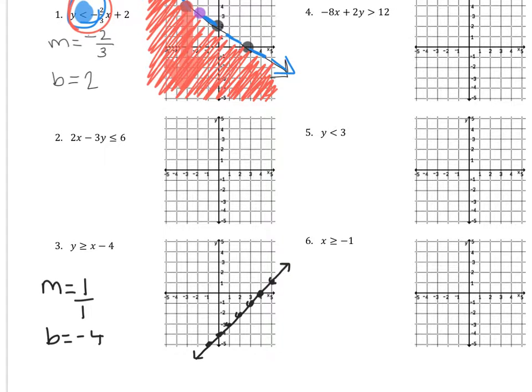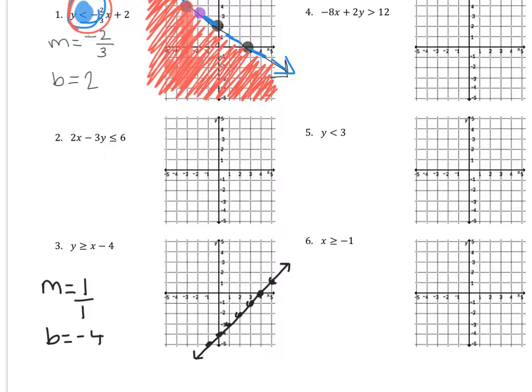So notice you have two choices. My line is cutting my coordinate plane right here. So I can either shade on this side of my line, or I can shade on all of this side of my line. One thing I gotta make sure is notice that this line is a solid line. Is that okay that it's a solid line? Yes, because of my inequality symbol, it's greater than or equal to.